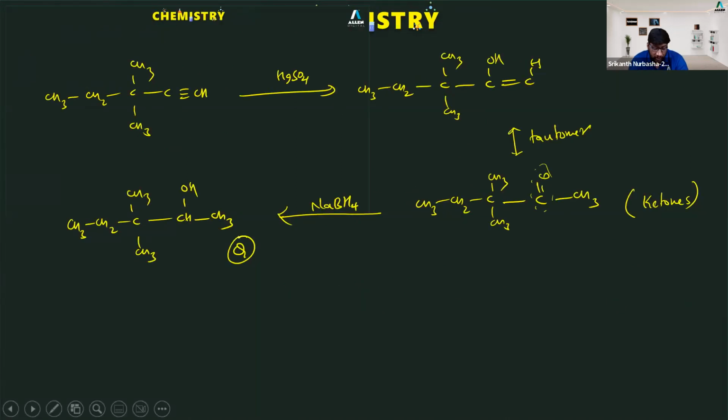Everyone got this or not? CH3, CH2, CCH3, CCH3, CHOH, CH3. This is nothing but your compound Q. How did I get this compound? I added water to the alkyne system. After addition of water, I did the tautomerization and got the ketone. That ketone I reduced with NaBH4 and got the respective alcohol. This is your compound Q.